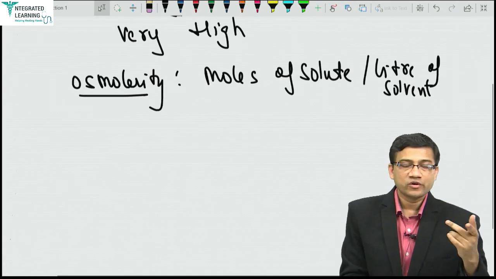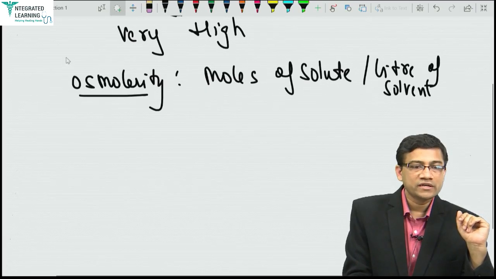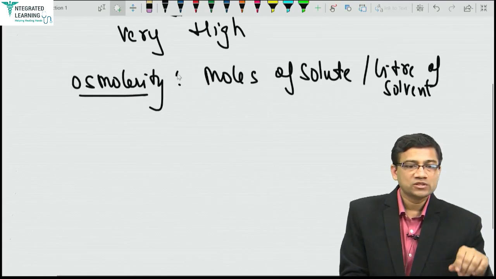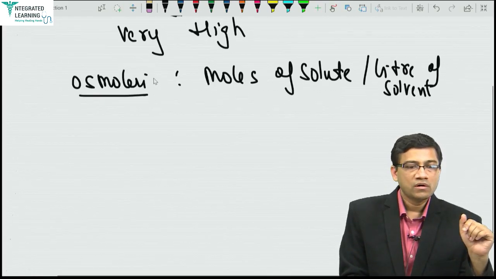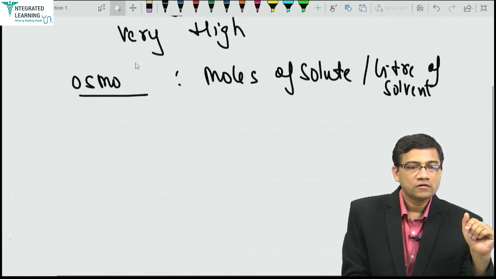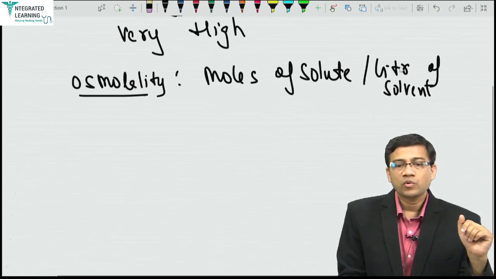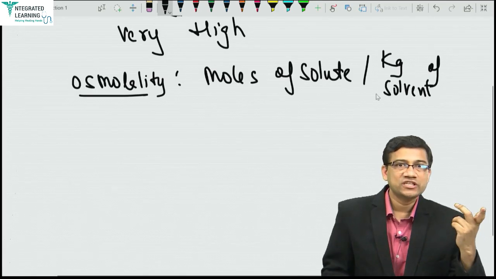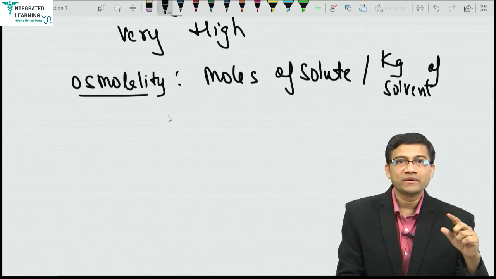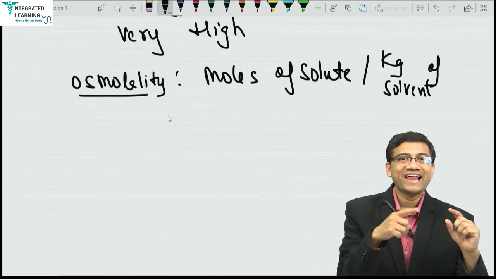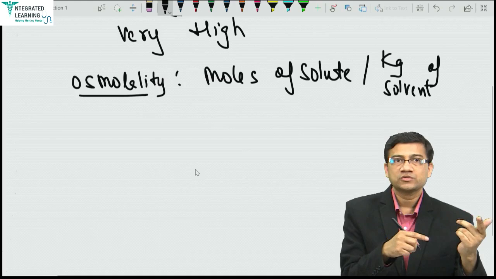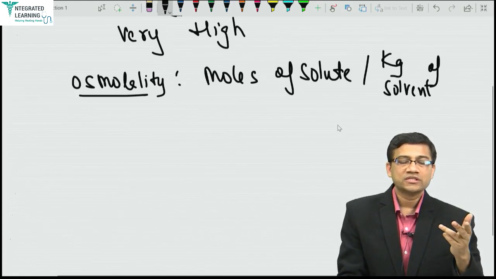Okay, and just for your clarity, remember another term which might be asked in your exam, and that is called osmolality. Osmolality is moles per kg of solvent. So the moment they say the word kg, it becomes osmolality. So remember, kilogram is osmolality, and if it's liter, that is osmolarity. So clear? This is kilograms of solvent.